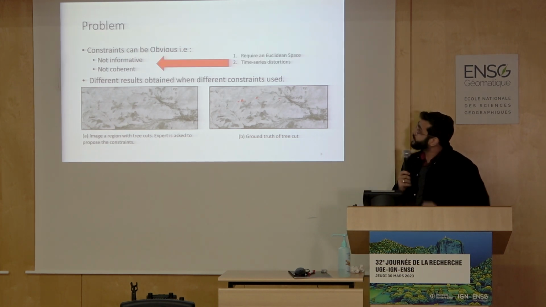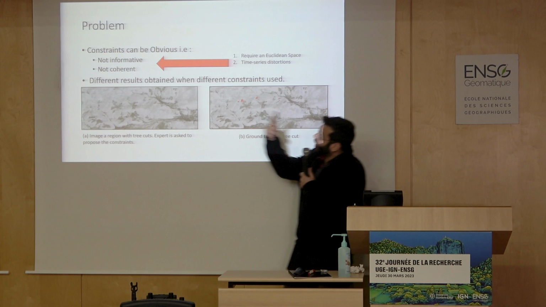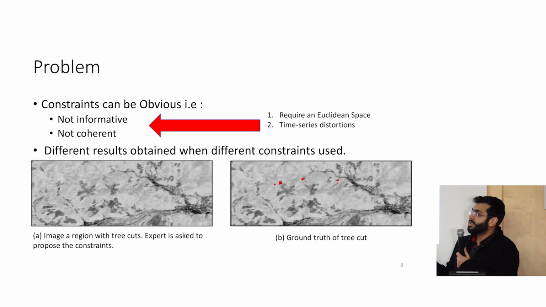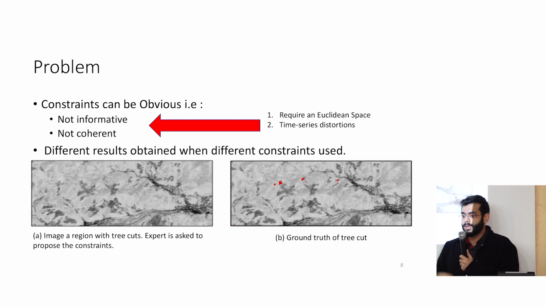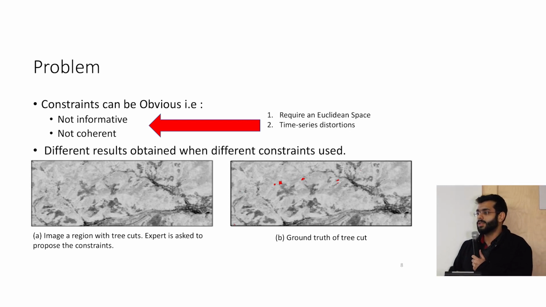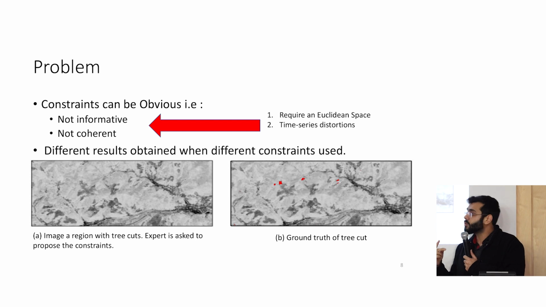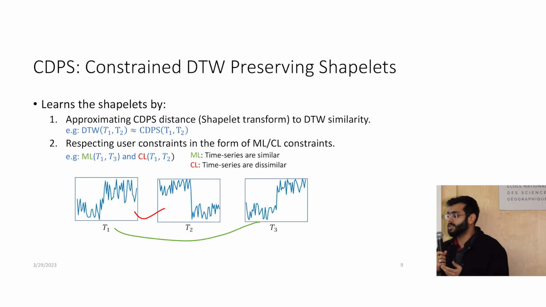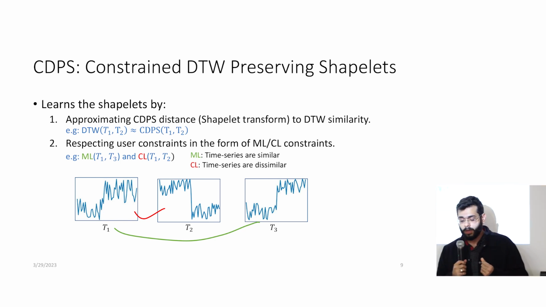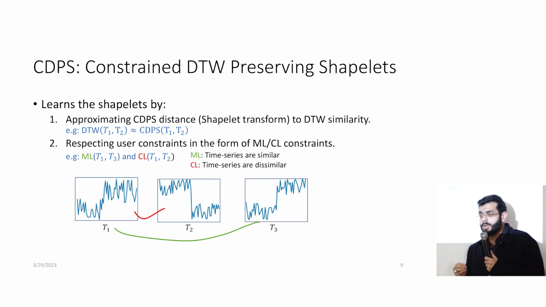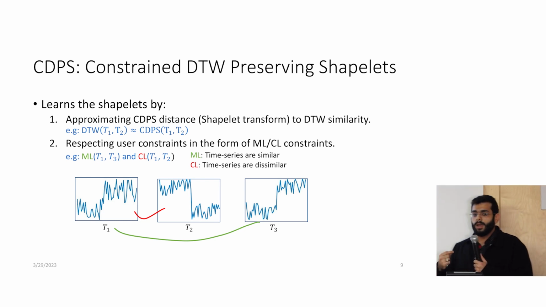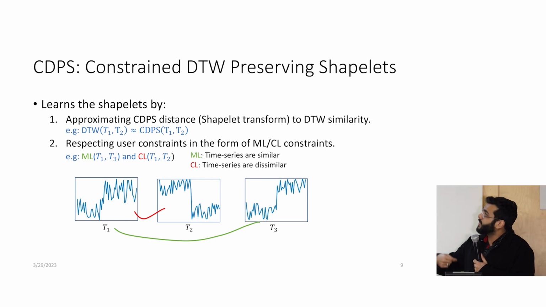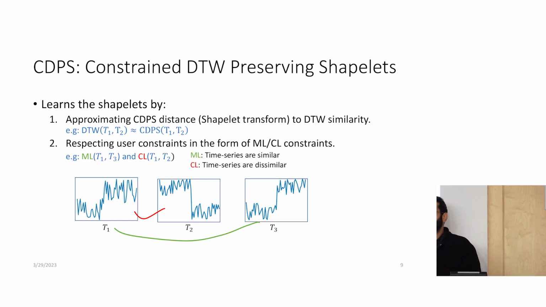To calculate these two measures, we need, first, a Euclidean space, and second, since we need a Euclidean space, we need to take into account the distortions of the time series. So we need to take these two parameters into account. To do this, we propose a semi-supervised representation learning for time series based on the concept of shapelets, while introducing the expert into the learning process of the representation. The introduction of the expert is done through using constraints.